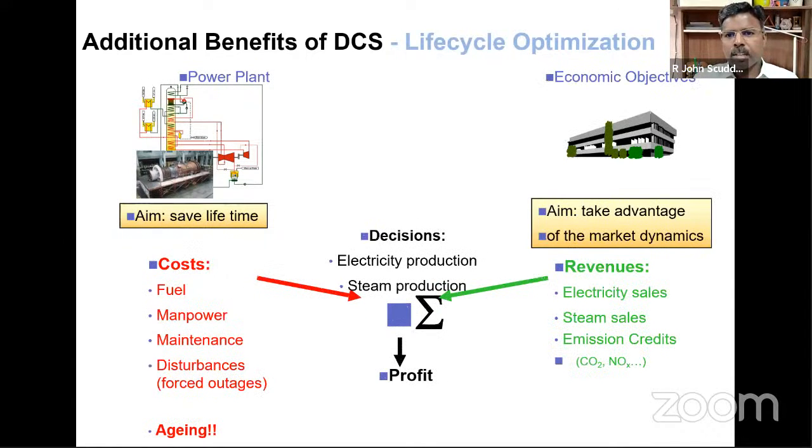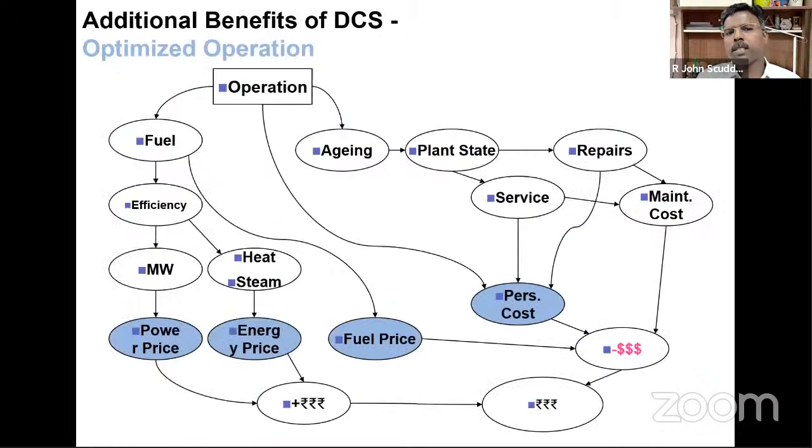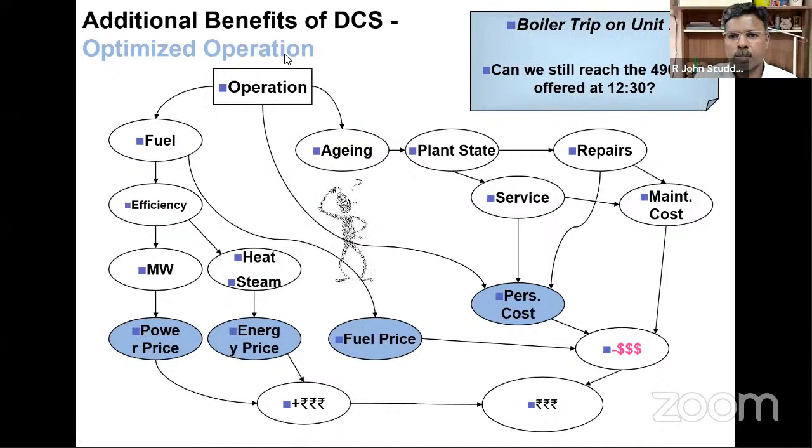So an additional benefit of DCS is life cycle optimization. There are a lot of decisions which you can take based on the history and data. As I told you, management can take decisions on whether fuel efficiency was there or not, whether we have been able to run the power plant in an optimized manner or not. Those things are also possible.